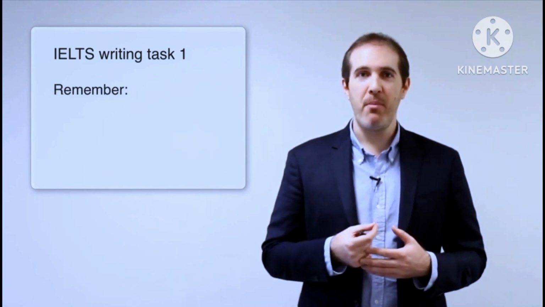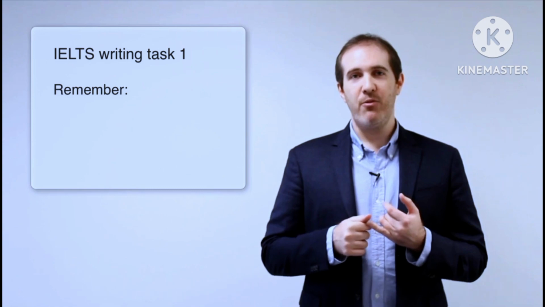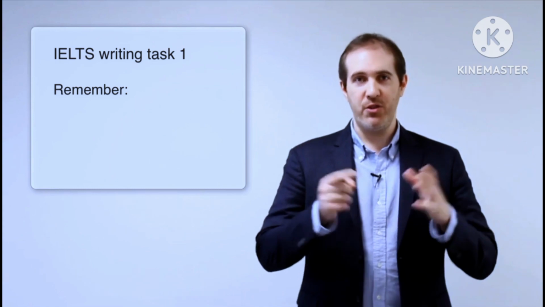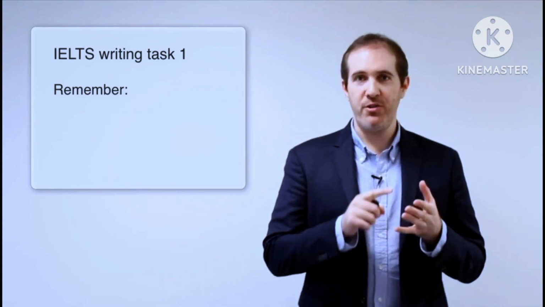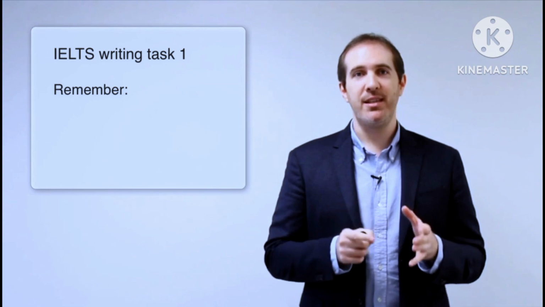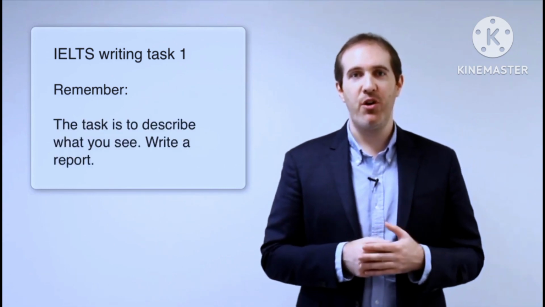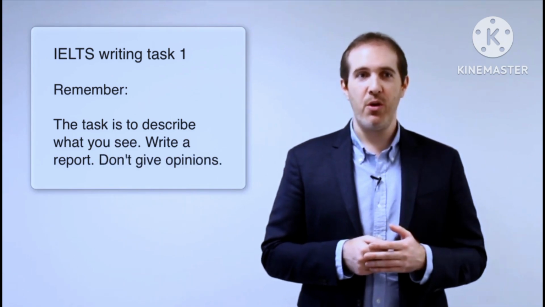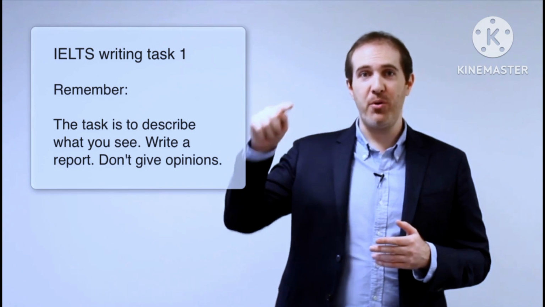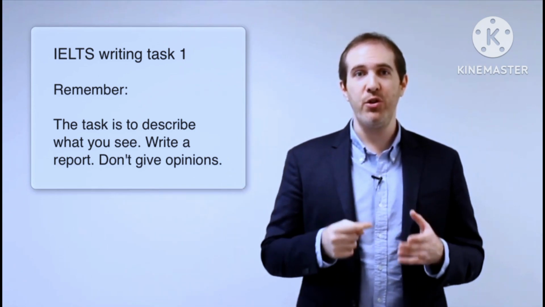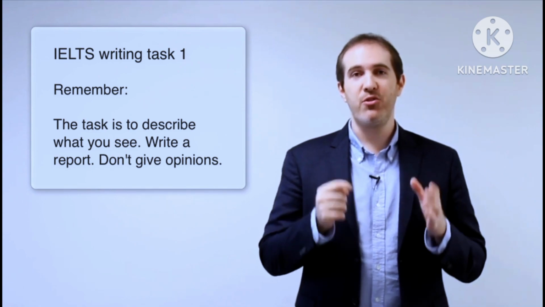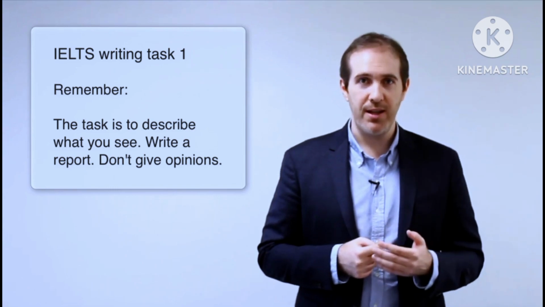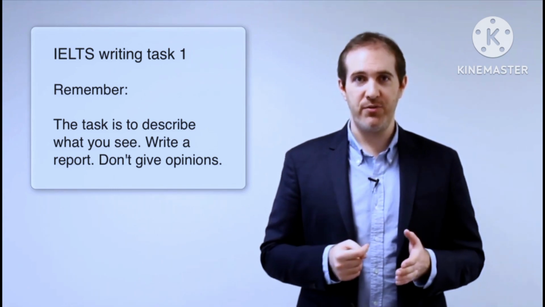A few things to remember before we start. The Writing Task 1 task is to describe a figure, some kind of graph, chart, diagram that you see. Your task is to describe it and write a report on it. You are not supposed to give your opinions. You don't know why the line on a graph goes up or goes down. You haven't got the research. All you see is the graph and you describe what you see. This we would call a report. It's the description task. So no opinions first of all.